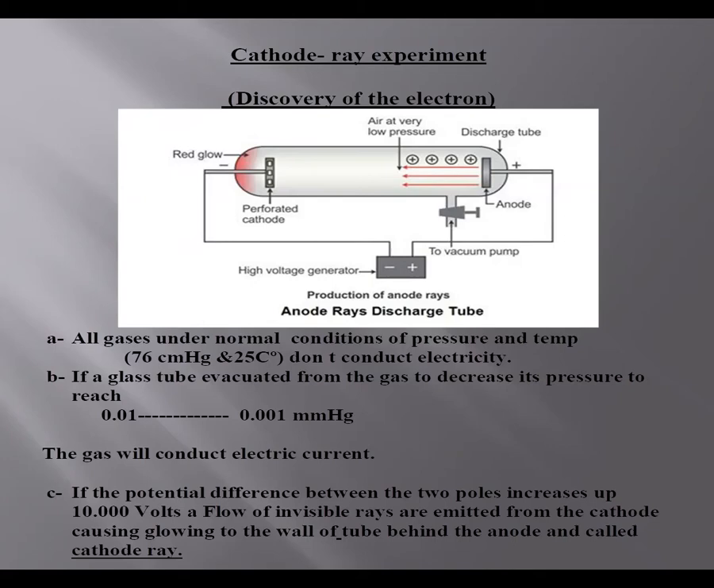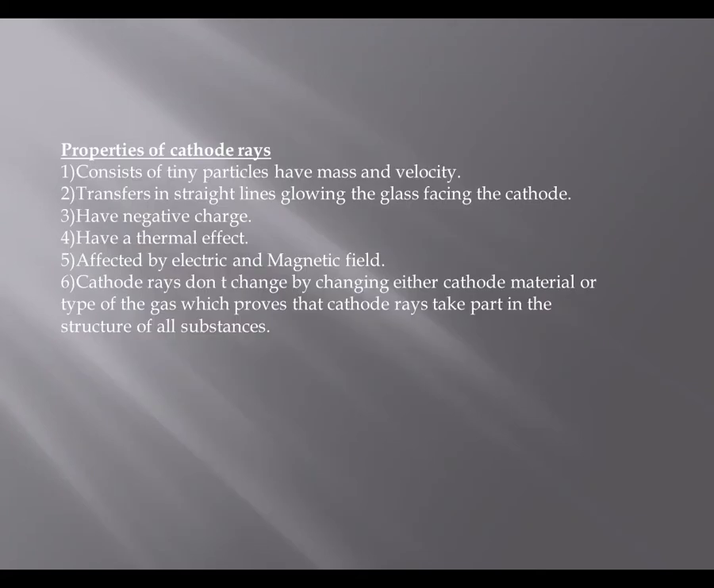And if the potential difference between the two poles increases up to 1000 kilovolts, a flow of invisible rays is emitted from the cathode, causing the glowing of the wall of the tube behind the anode, and these are called cathode rays. Cathode rays have 6 properties. The first one, they consist of tiny particles, have a mass and have a velocity.